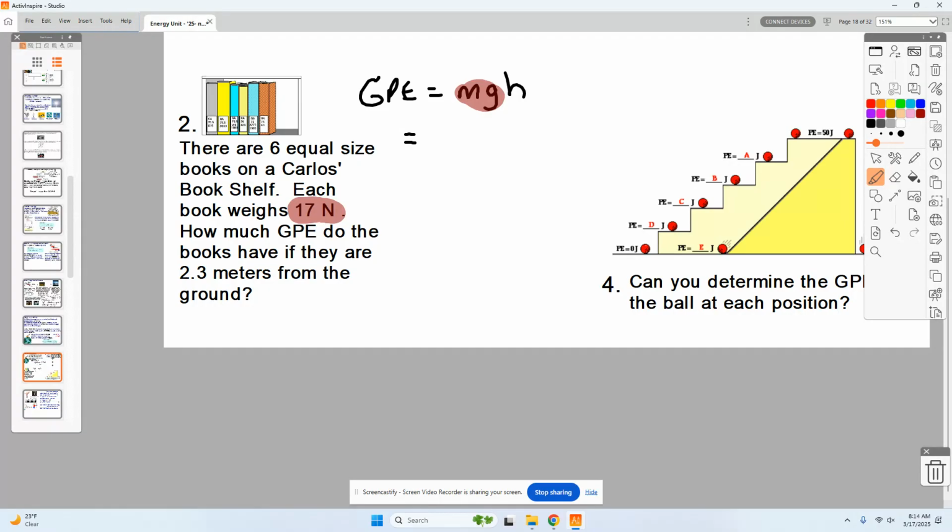I'm not going to multiply that 17 by G, because I already have that G in there, right? So you have to look at those units. They weigh 17 newtons, so that's their combined mass times G. Now I have 6 of those. So when I go through and do this, I'm going to say it's 6 times 17 newtons, and then 2.3 meters. And I don't have to multiply by G either, because that 17 contains it. And that number is 234.6 joules.